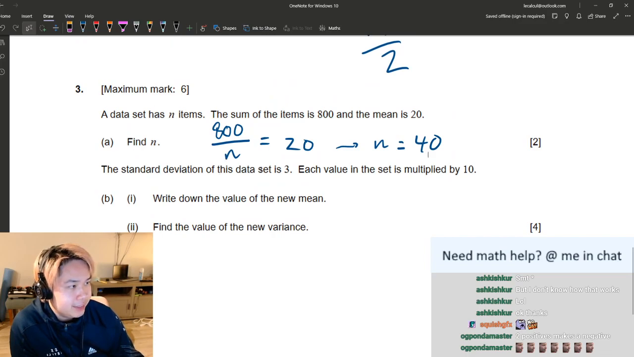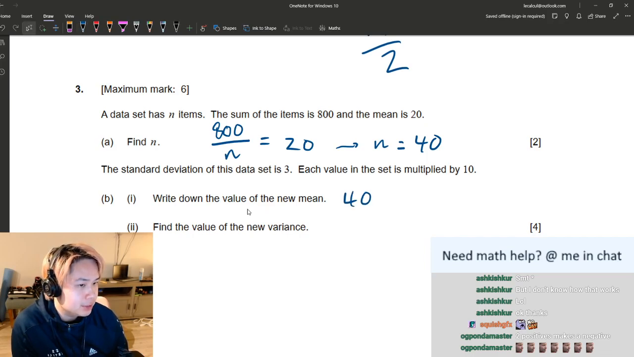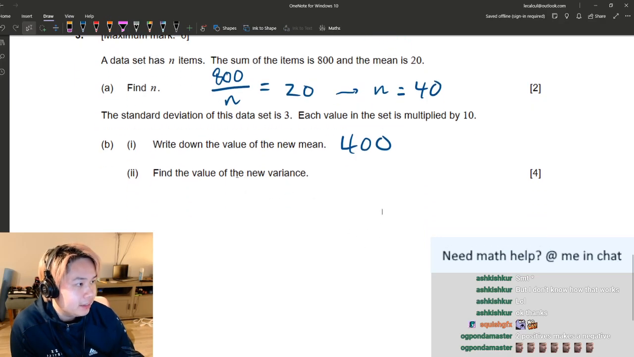The standard deviation of this data set is 3, sure. And then for some reason, we multiply each value by 10. So what's the new mean going to be? We just take the old mean and multiply by 10 as well. So the new mean is going to be 400. Okay. And then find the value of the new variance.